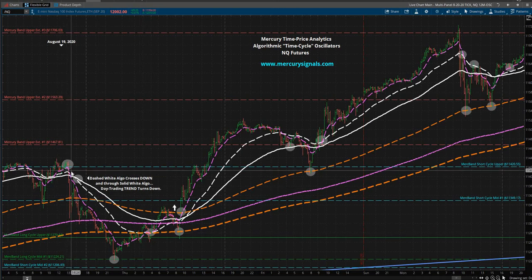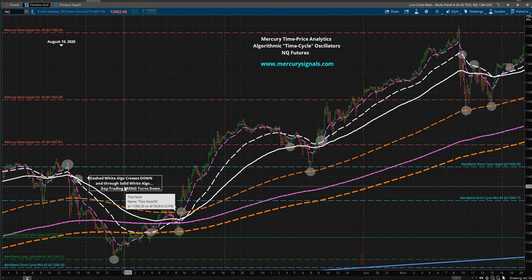When you start crossing through multiple oscillators at one time, like it did right here, that's not just a warning sign. That's a big warning sign. So you got this fast move down, and it puts our traders on alert when you see a confluence of these things. When you see this inverted V shape in the purple Algo coming right at the spot where you've got a Mercury band, in this case it was 11,420.